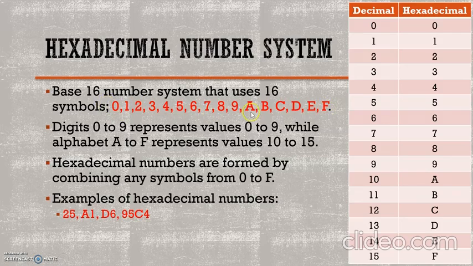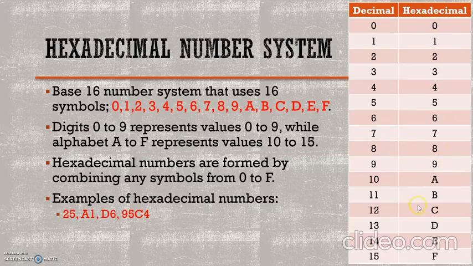So since in decimal we only have 0 to 9, to represent the next value, for example, look at this table, from 0 to 9. We still have decimal symbols to represent 0 to 9 in hexadecimal. So it's just the same. From 0 to 9 in decimal is the same as hexadecimal 0 to 9.